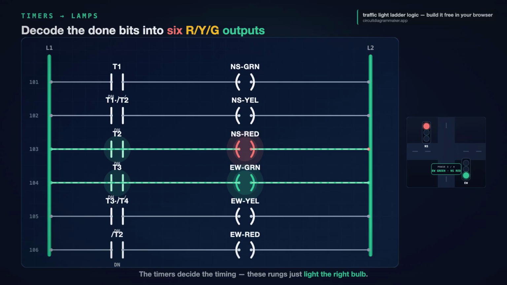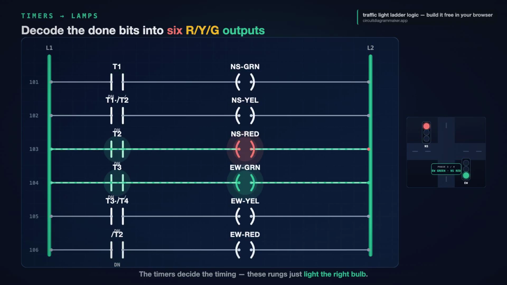East-west is the mirror image. Red while north-south owns the greens, then east-west green while T3 counts, and east-west yellow while T4 counts. Every lamp is just a contact or two hanging off the timer done bits. The timers decide the timing. These rungs only ever light the right bulb.